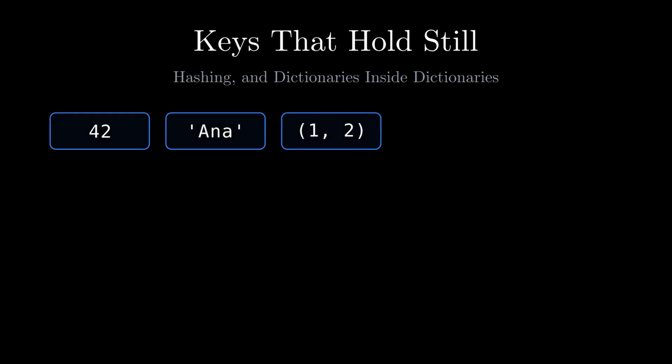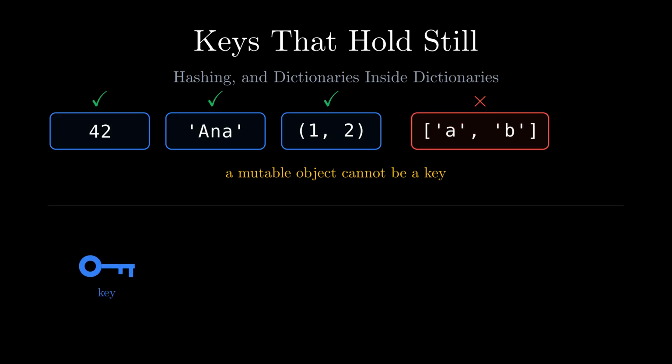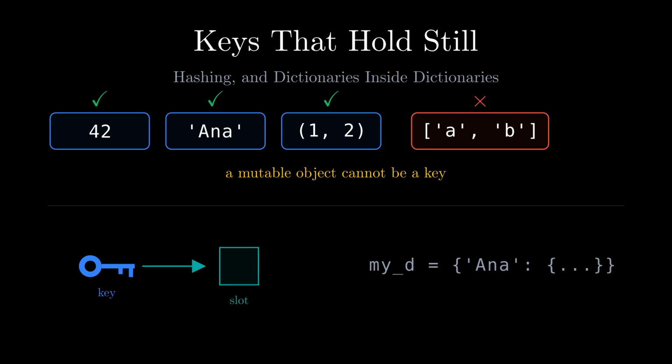You can use a number, a string, or a tuple as a dictionary key, but never a list. Python simply won't allow a mutable object as a key. The reason isn't arbitrary. It comes from how a dictionary physically stores its data. Understand that, and you'll also see how to nest dictionaries inside dictionaries. Let's start with the mechanism, hashing.